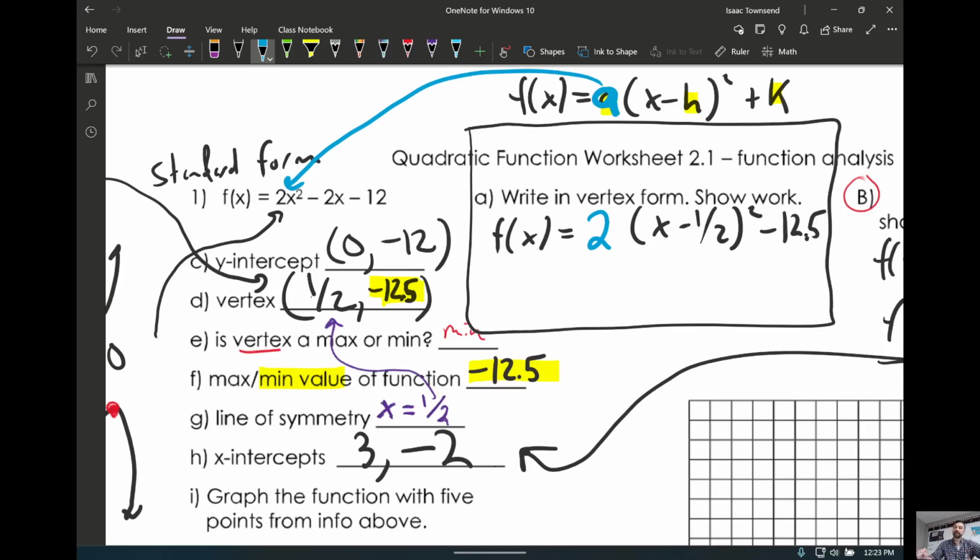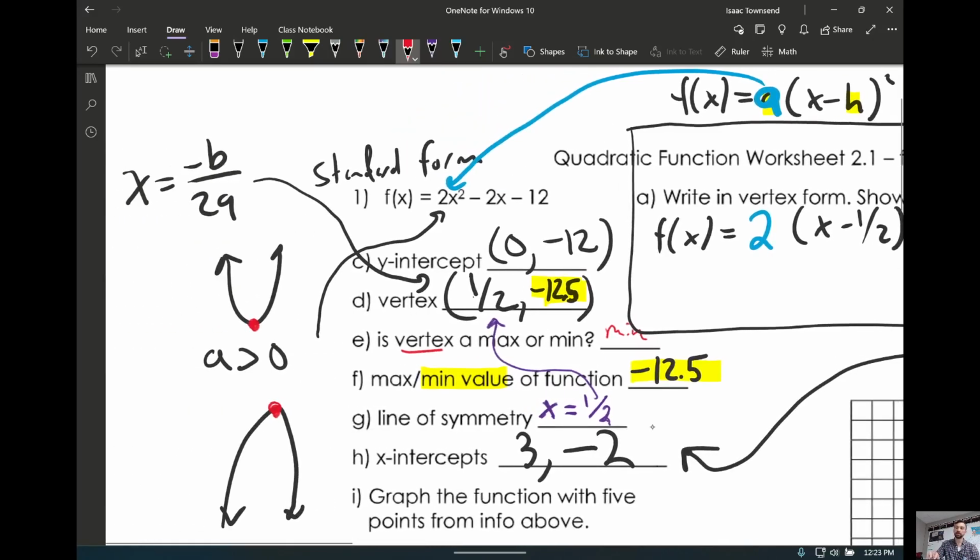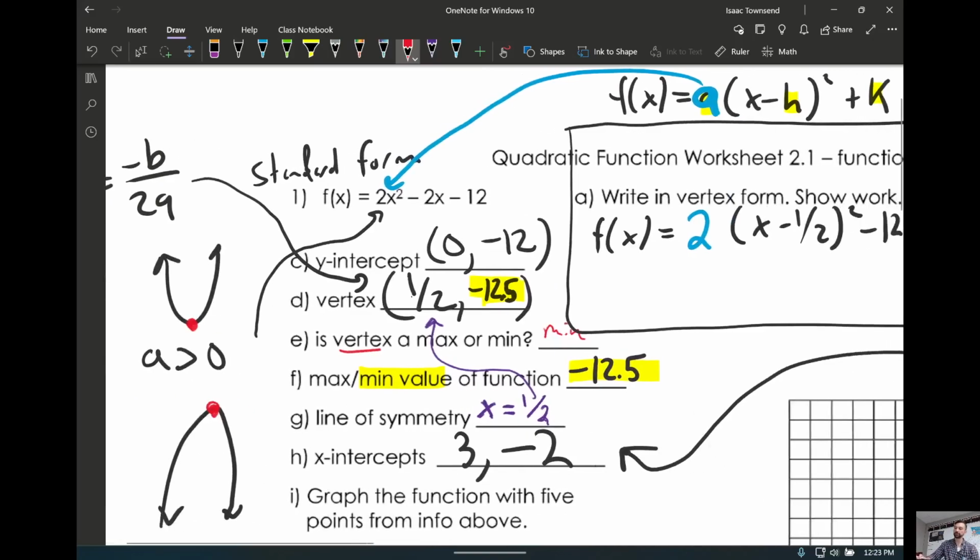Now, I did say that there was one other way you could find the x value of the vertex. The vertex has to be in the middle of the graph. So if you average your 2 x-intercepts, the average of 3 and negative 2, you would get 1/2. So the x value of the vertex would be the x value that's in the middle of the x-intercepts. That would be another way to find the x value of the vertex besides negative b over 2a.